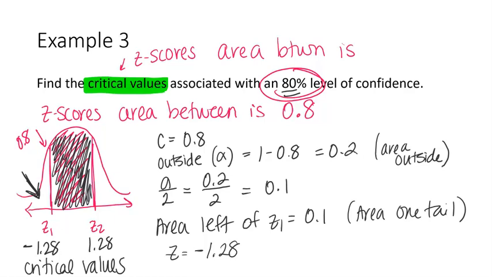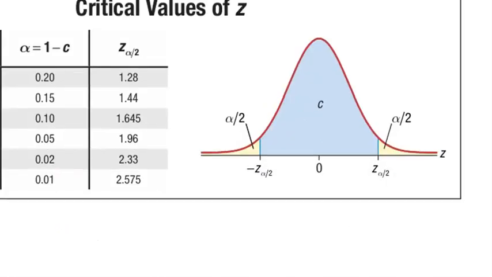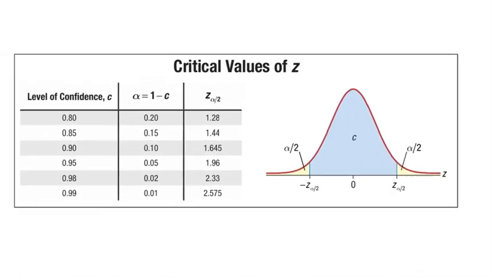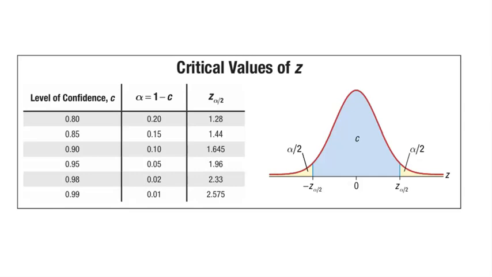And rather than having to go through this process each time, in part of our formula sheet, I have already built in a list for you. So C is our level of confidence. So this would be like 80%, 85%, 90, 95, 98, so on and so on. These are very common levels of confidence. Where you see alpha or A, this is the area outside of my two z-scores.